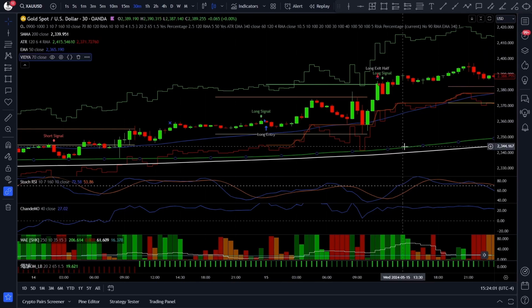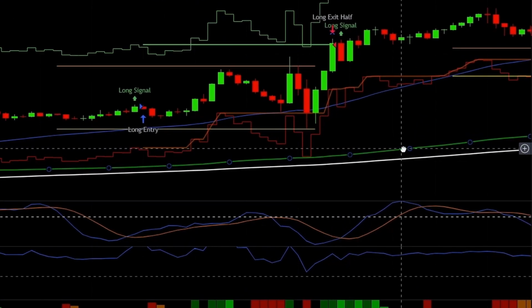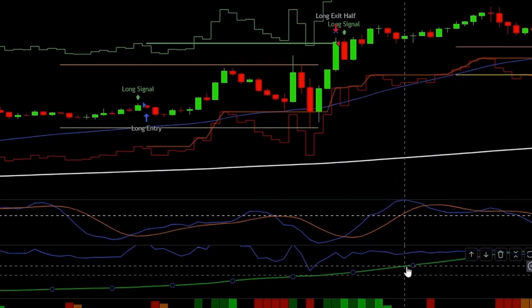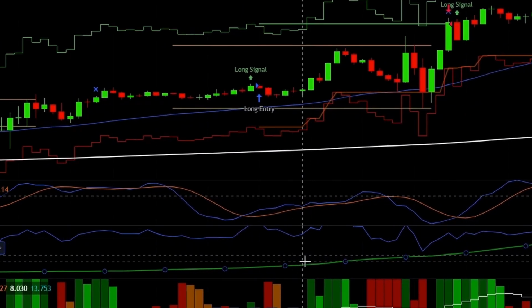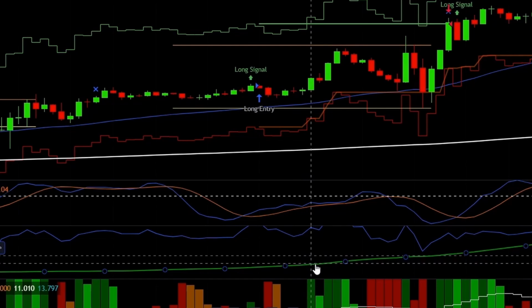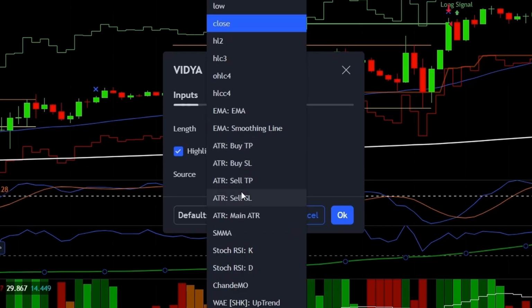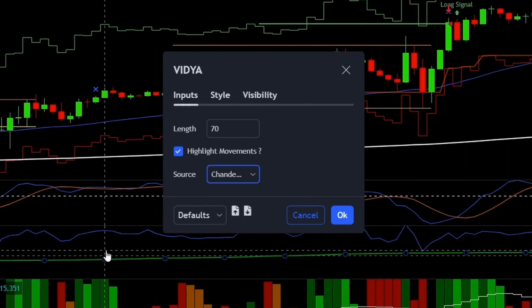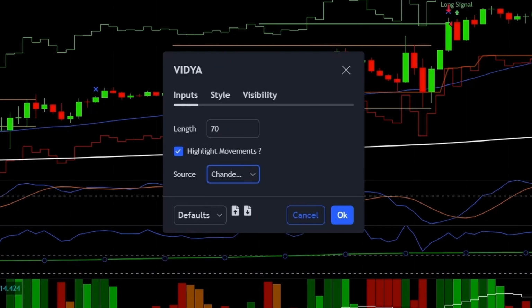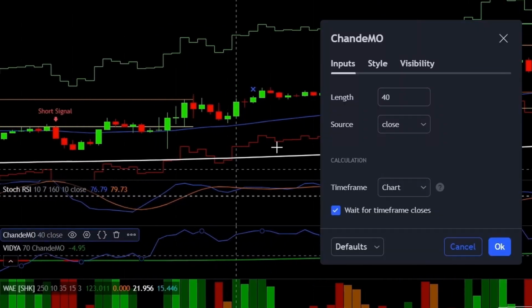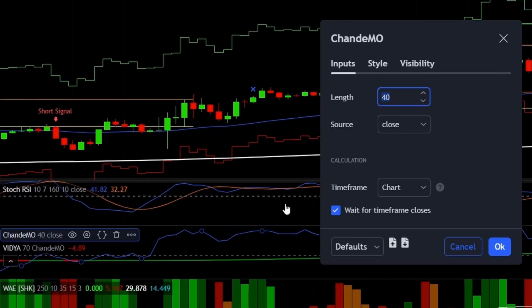Let's start off with moving the Vidya moving average, which is this green or red line, onto the Chande momentum oscillator. To do that, just click on it and start pulling it down until you reach the Chande Mo. Then release it. This way the Vidya will be displayed on the Chande momentum oscillator. So now open up its settings, change its length to 70 and change its source to the Chande Mo. This way the Vidya moving average will move according to the Chande momentum oscillator. Now open up the Chande momentum and change its length to 40.